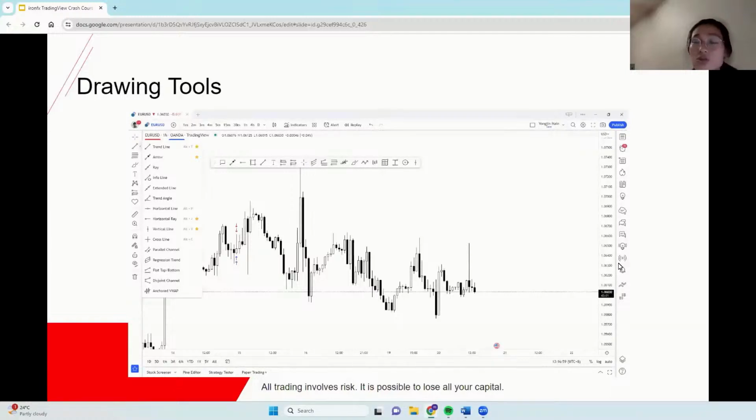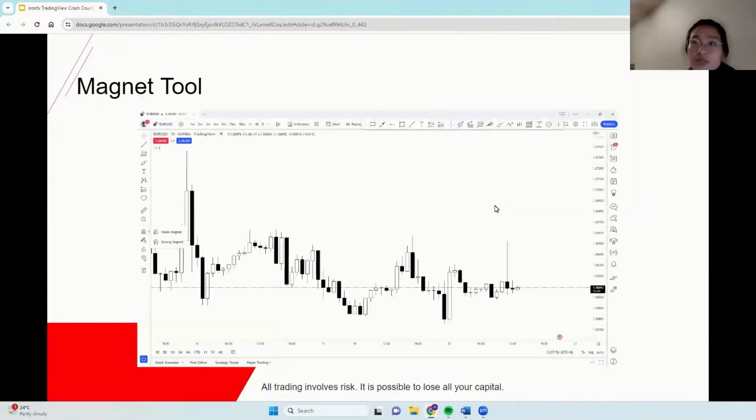Okay, there are a whole bunch of drawing tools as well. You can see the different trend lines, trend channels. Trend channel would be your parallel channels. There's also the vertical lines, horizontal rays for your support and resistance levels. Yeah, those are the functions that we use most of the time.